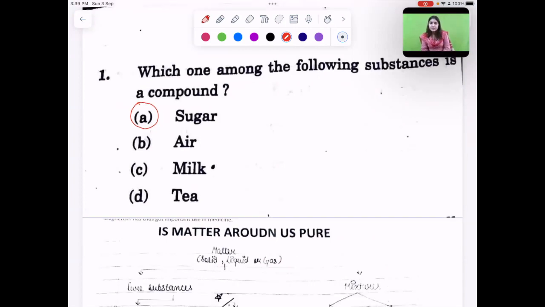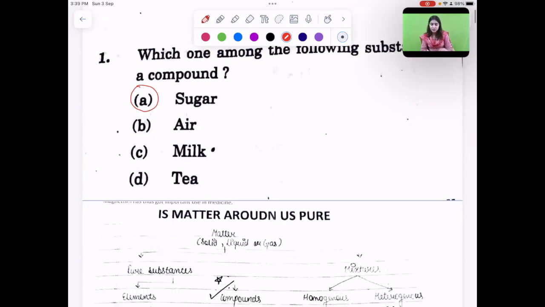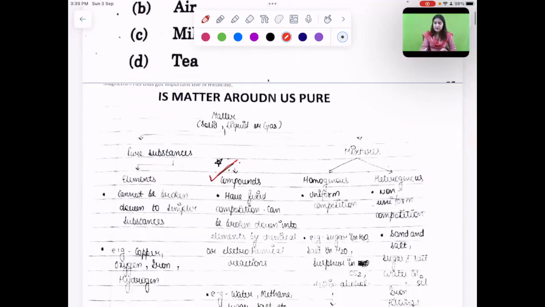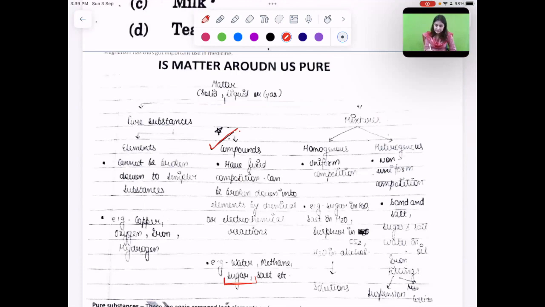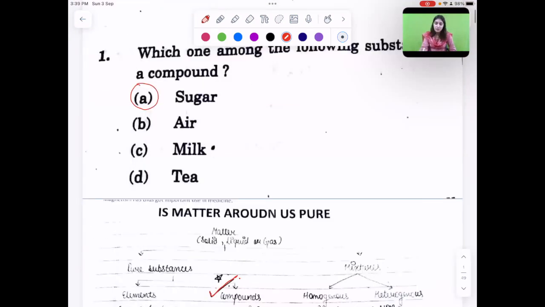First question is, which one of the following substances is a compound? Okay. So compounds, this question is from mixtures chapter. Here it is clearly mentioned that sugar is a compound, rest all are mixtures.